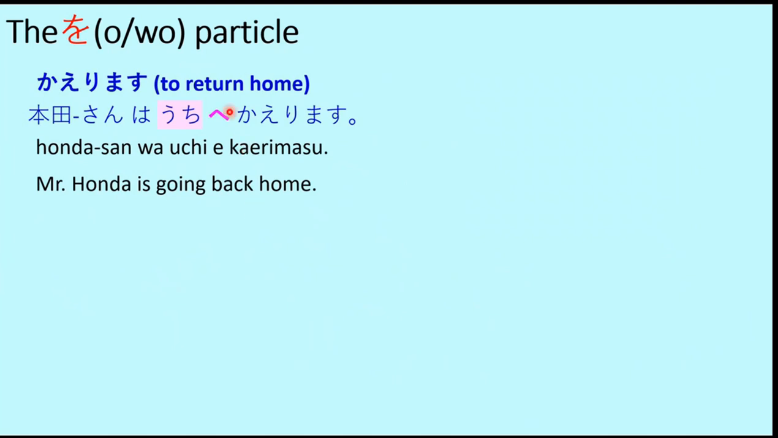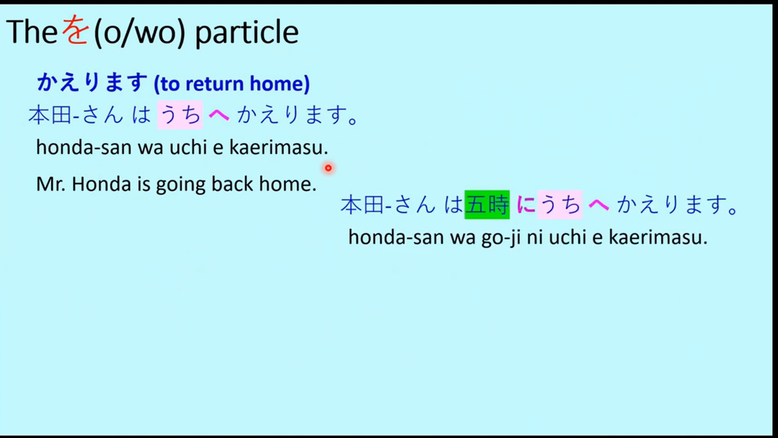So now you can see this is not the o particle. Why is this not the o particle? Because kaerimasu is a motion verb and not any other kind of verb. So you can say this is an exception, that the object and the verb are not connected using the o particle but using the e particle. This is because this is a place and this is a motion verb. To connect a place and a motion verb, the e particle is always used and not the o particle. So Honda-san wa uchi e kaerimasu. Mr. Honda is going back home.